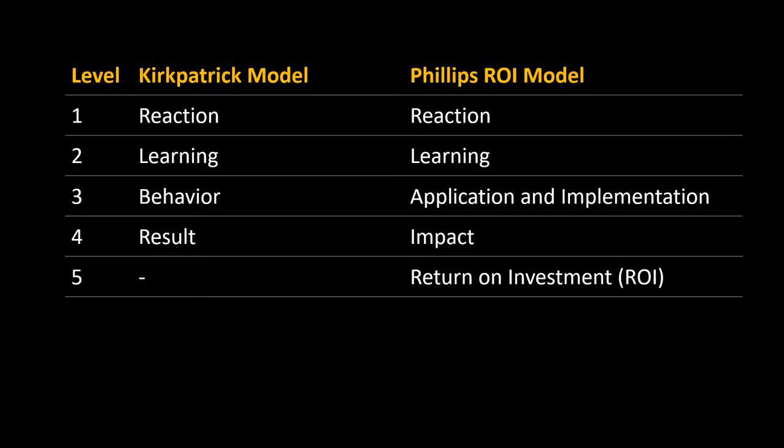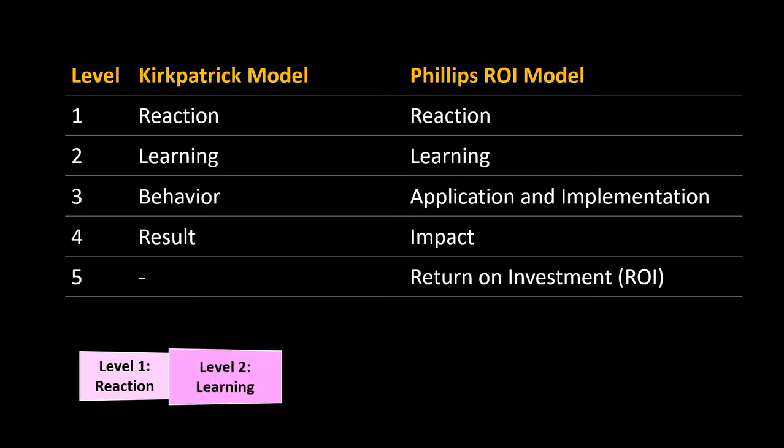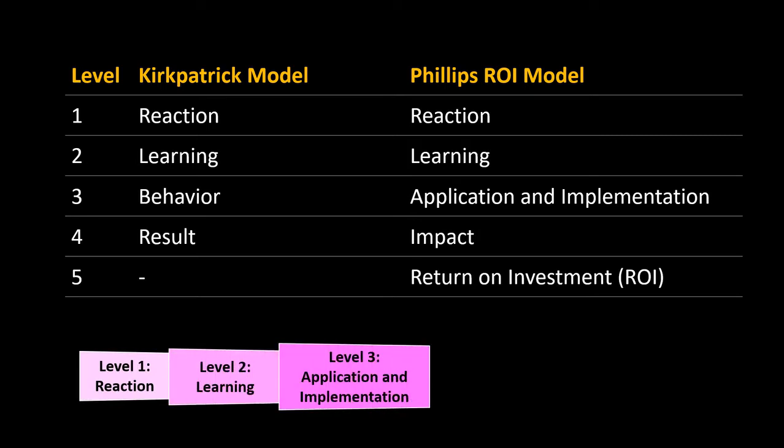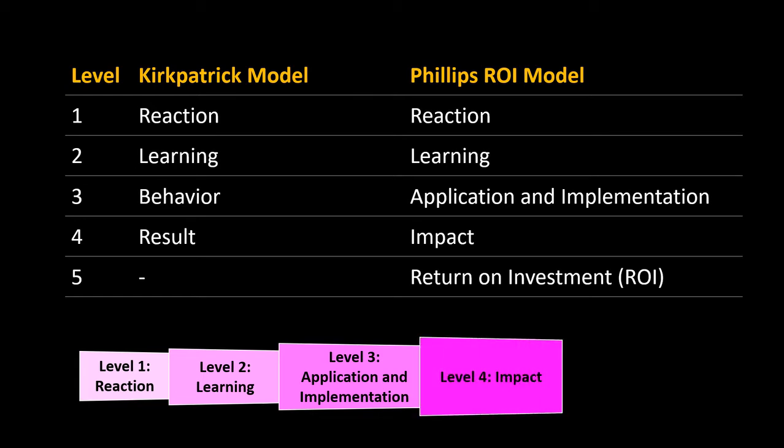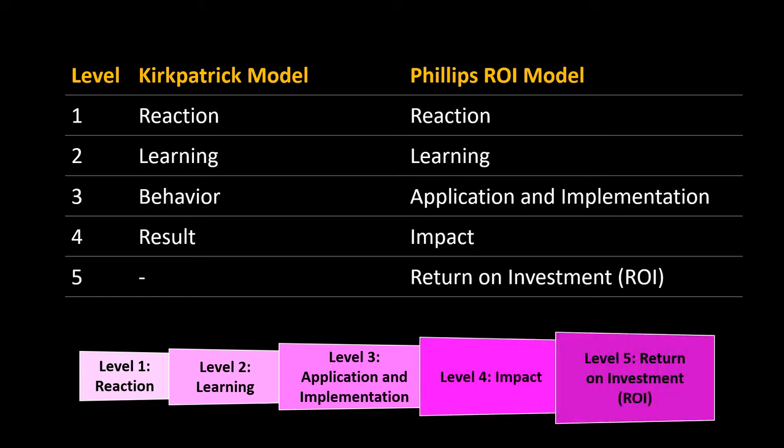Phillips ROI model for training evaluation was given by Jack Phillips. This model is built on Kirkpatrick's evaluation model and is considered as an expanded version of the Kirkpatrick's evaluation model. The table on the screen shows how the Phillips ROI model for training evaluation is similar to the Kirkpatrick model for training evaluation. The 5 levels given by Phillips ROI model for training evaluation are: Level 1, Reaction; Level 2, Learning; Level 3, Application and Implementation; Level 4, Impact; and Level 5, Return on Investment, ROI.